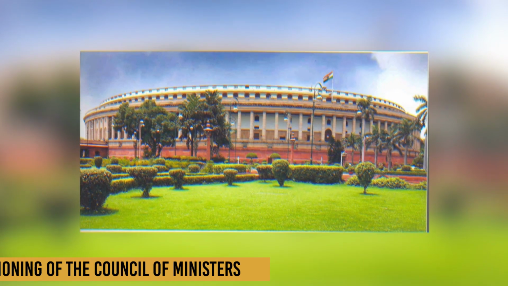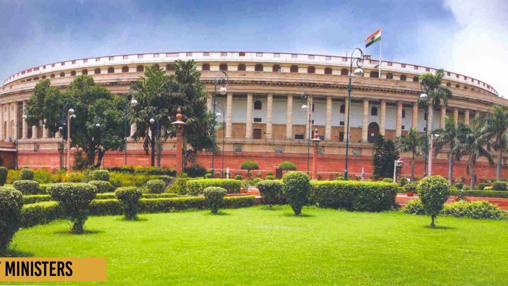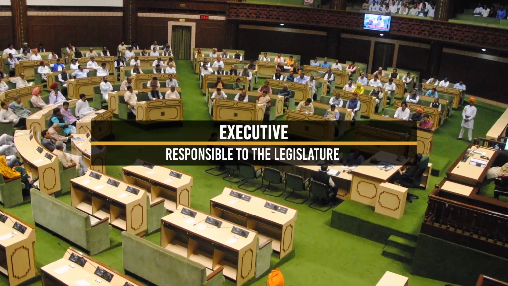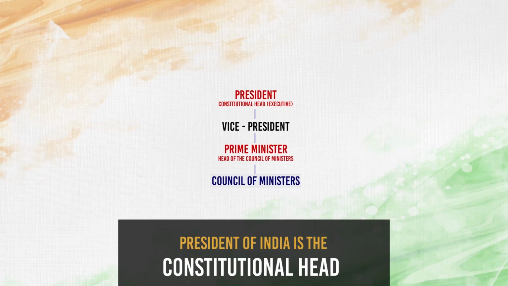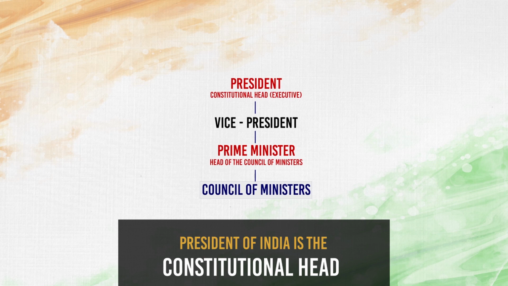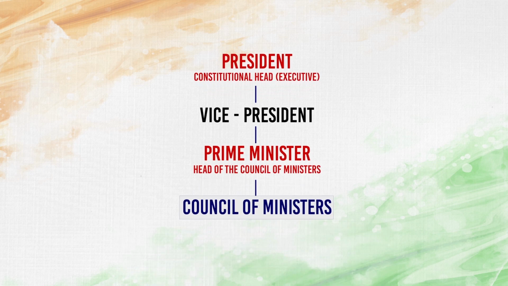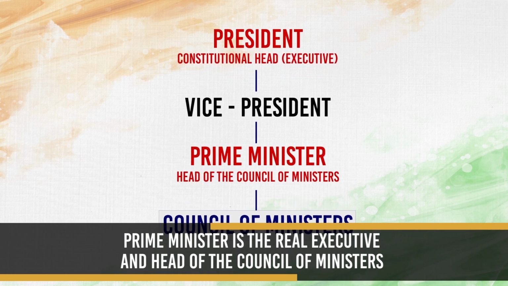Number 4. Parliamentary system of government. Theoretically, Parliament controls the functioning of the Council of Ministers, hence it is called the parliamentary system. Here, the executive is responsible to the legislature and remains in power as long as it enjoys the confidence of the legislature. The President of India, who remains in office for 5 years, is the nominal, titular, or constitutional head. The Prime Minister is the real executive and head of the Council of Ministers, who is collectively responsible to the lower house, that is Lok Sabha.